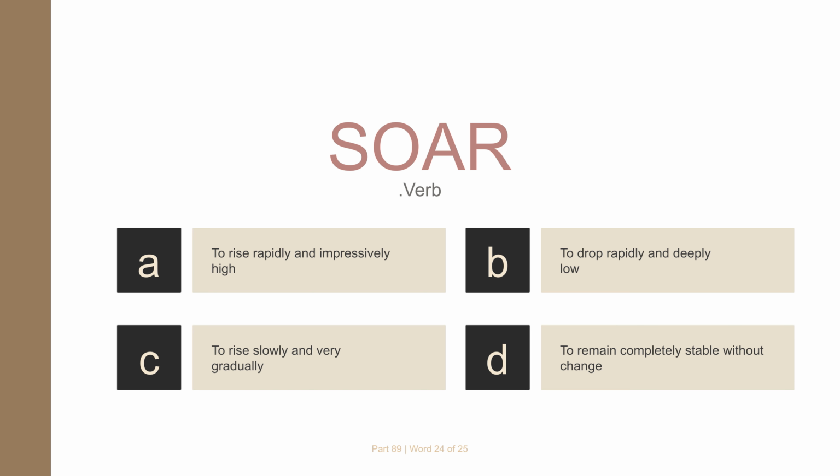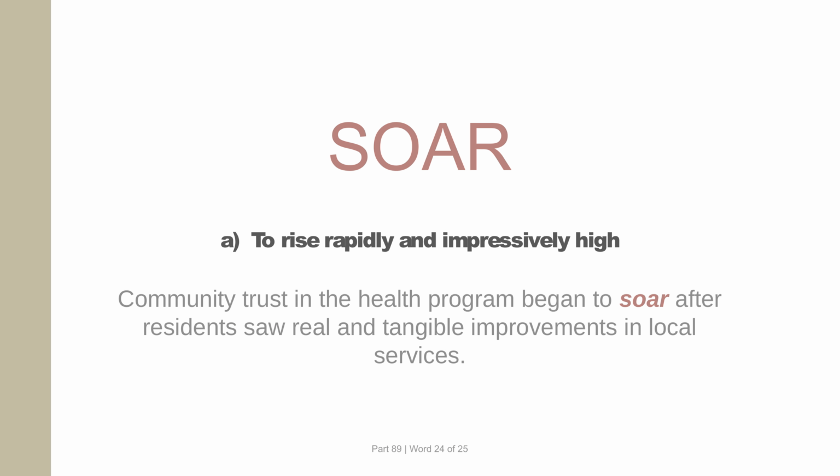Question 24. What is the meaning of soar? Option A, to rise rapidly and impressively high. Option B, to drop rapidly and deeply low. Option C, to rise slowly and very gradually. Option D, to remain completely stable without change. Correct answer, option A. The correct meaning of soar is to rise rapidly and impressively high. Example: community trust in the health program began to soar after residents saw real and tangible improvements in local services.